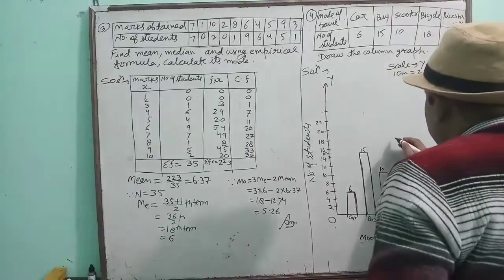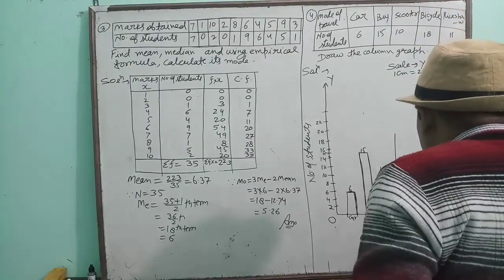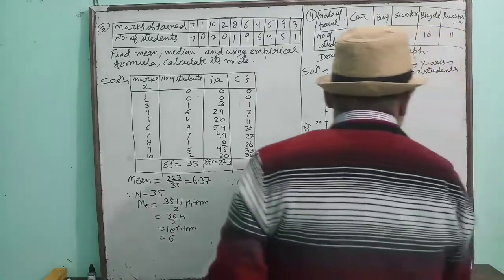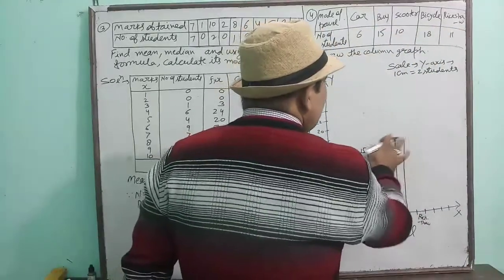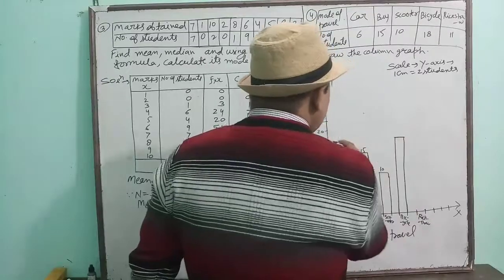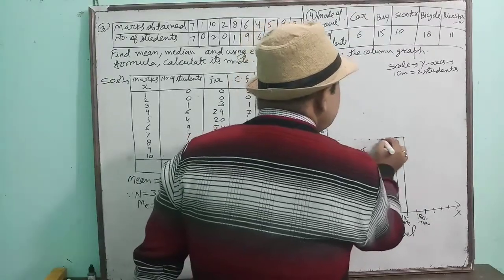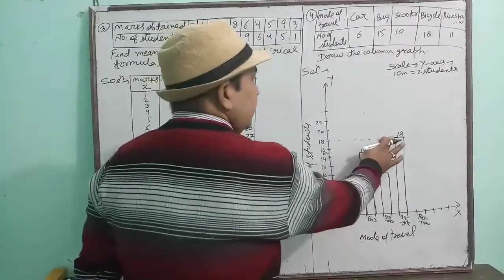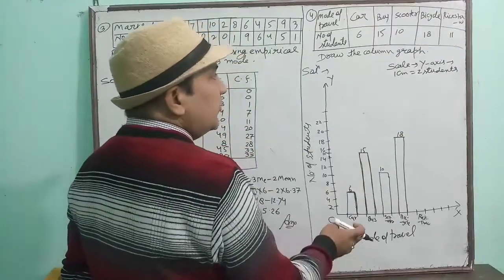Here with the help of a scale you will draw the line. Okay, in front of 18, if you match it, see here it is 18 coming, so above it you can write 18. This is called your column graph, children.